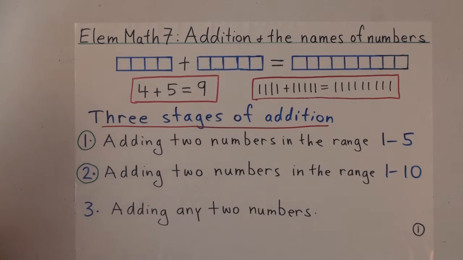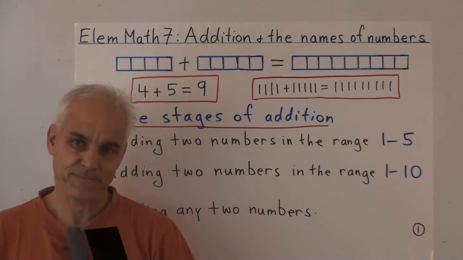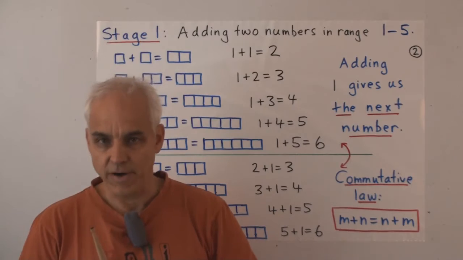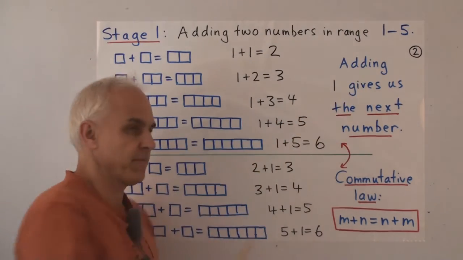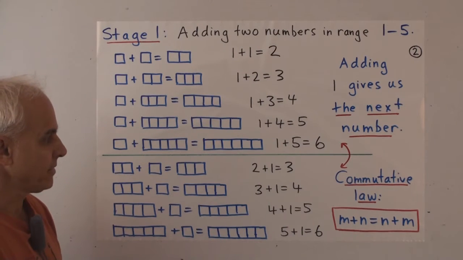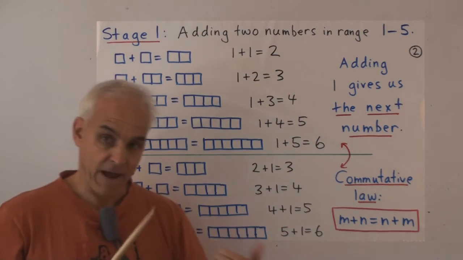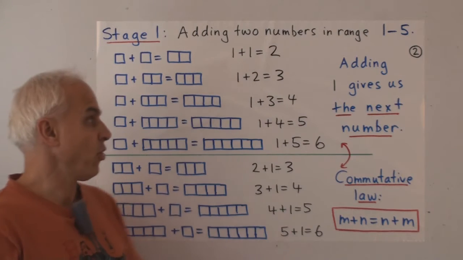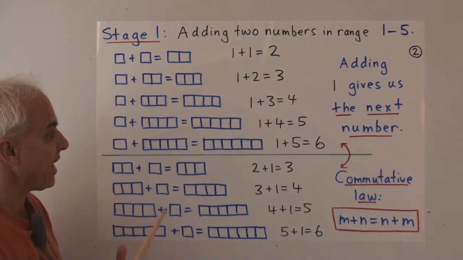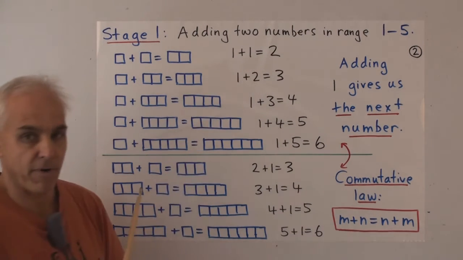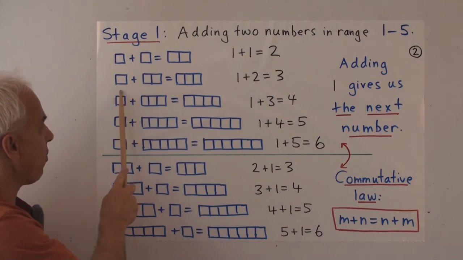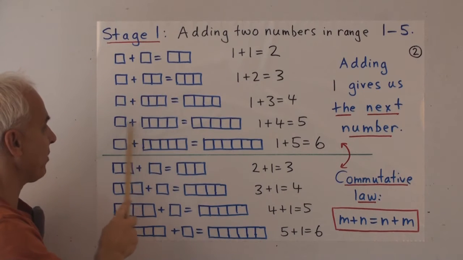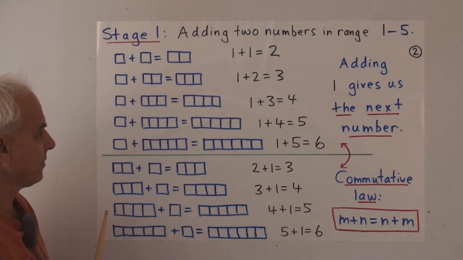In this lecture today, we're going to be just talking about these first two stages of addition. So let's start with stage 1. Adding two numbers in the range 1 to 5. So we want to do this in a systematic way. And so it makes sense to start with the case when we're adding 1 to a number. For example, 1 plus 1, or 1 plus 2, 1 plus 3, 1 plus 4, 1 plus 5.